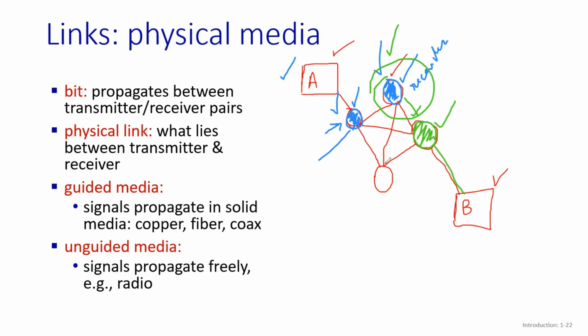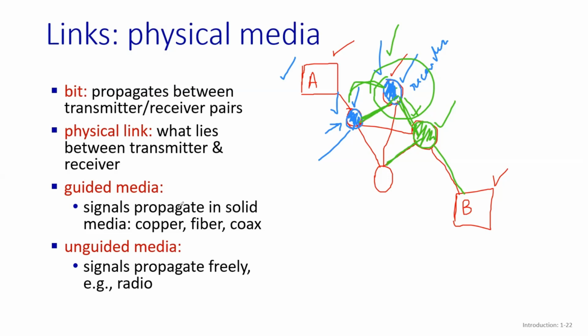Please note that we may have different links. For example, the link between these two routers may be a coaxial cable, and the physical media between these other two routers may be a fiber optical wire. So the physical media between the transmitter and receiver pairs is going to be different. The bit propagates between transmitter and receiver pairs, and what lies between them are the physical links. So the physical link can be different.